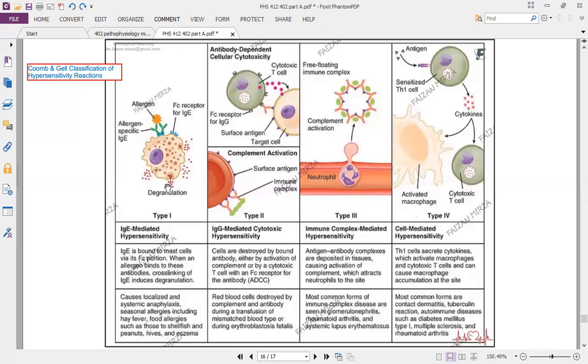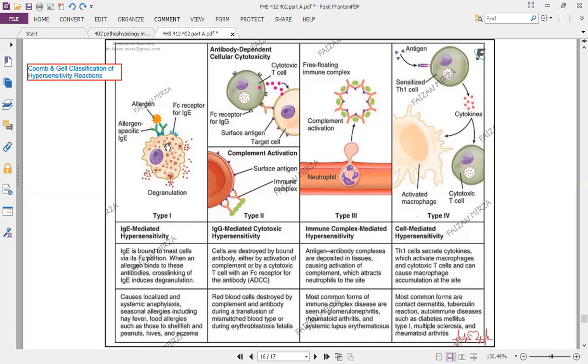Hypersensitivity can be of four types: type 1, type 2, type 3, type 4. This is Coombs and Gell classification of hypersensitive reaction. They classified these into four different types. Type 1 is called IgE mediated hypersensitivity. Type 2 is IgG mediated cytotoxic hypersensitivity. Type 3 is immune complex mediated hypersensitivity, and type 4 is cell mediated hypersensitivity.